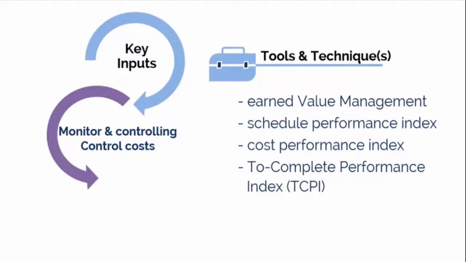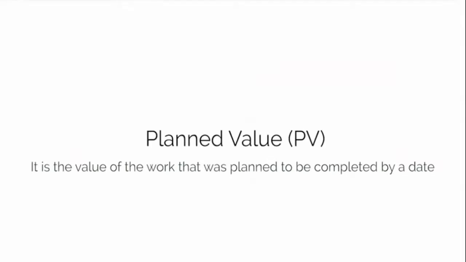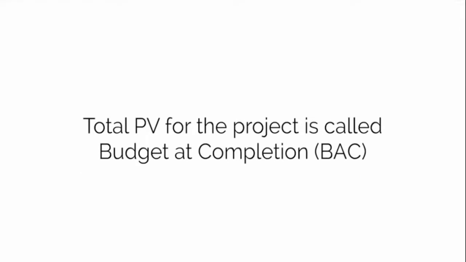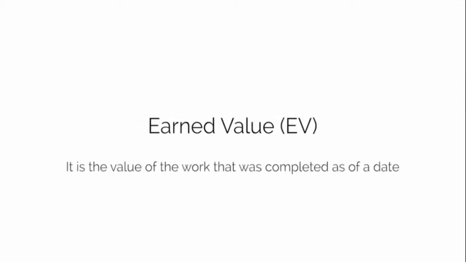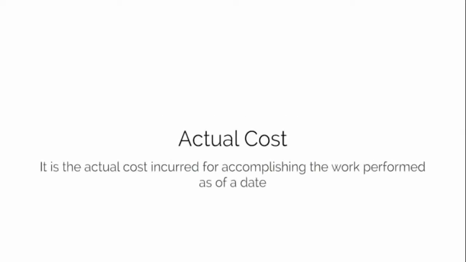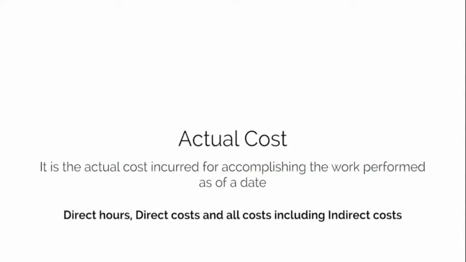Here are some key measurements that are computed for each work package and control account. The first, plan value. It's the value of the work that was planned to be completed by a date. Total PV, or plan value, for the project is called the budget at completion, or BAC. Earned value. It's the value of the work that was completed as of a date. Actual costs. It's the actual costs incurred for accomplishing the work performed as of a date. In other words, direct hours, direct costs, and all costs, including indirect costs.